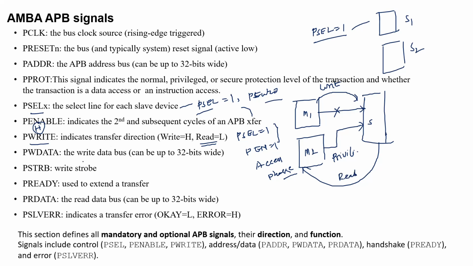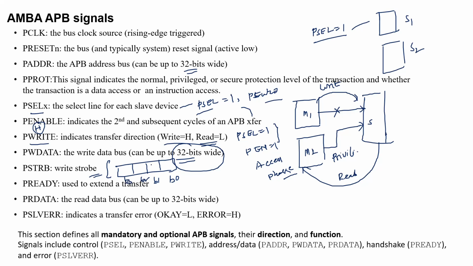And PWDATA. PWDATA means write data. Like the PADDR signal, this write data bus also supports up to 32 bits. And I told you about the write strobe signal because you are sending different bytes of data. Suppose you are sending 32-bit data, that means byte 0, byte 1, byte 2, byte 3.